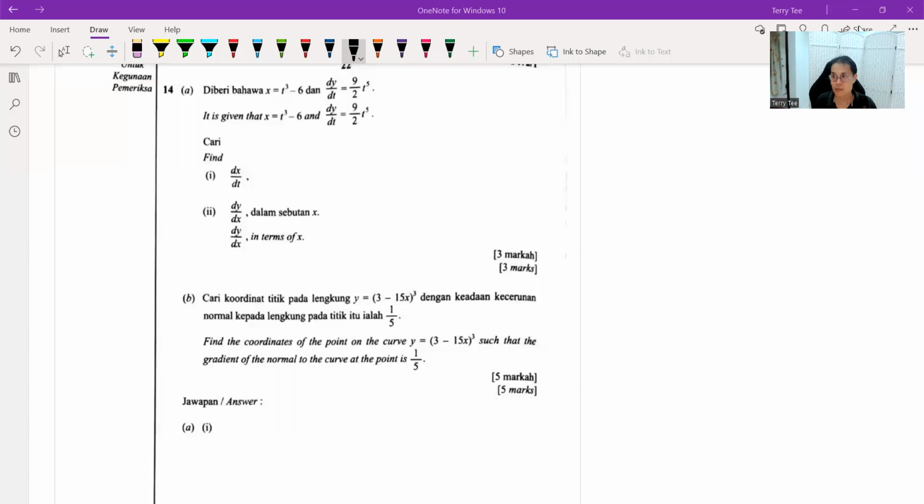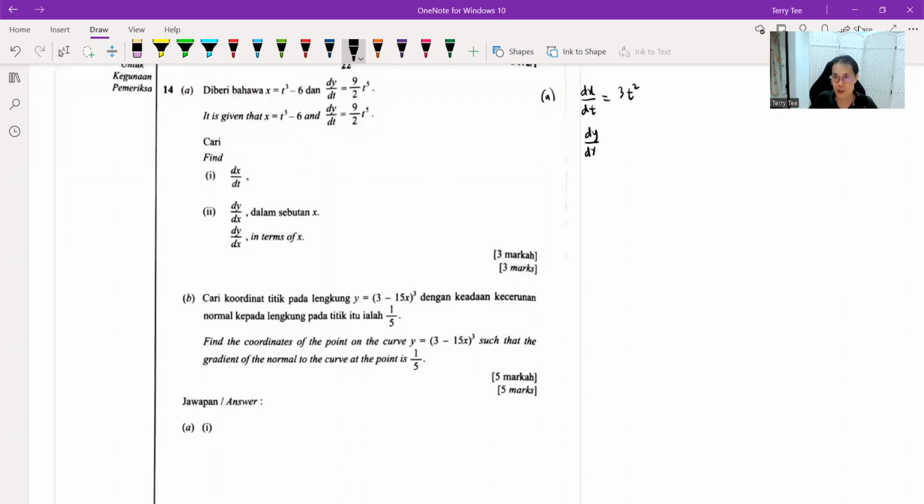Okay, question 14 is from differentiation, Form 5, Chapter 2. So number 1, I have to differentiate dx/dt, right? It's kind of easy to differentiate this. Let me write over here your dx/dt. Bring the power down, you should get 3t squared. As for minus 6, when you differentiate minus 6, you get 0. Okay, I got my dy/dt. I want to find my dy/dx.